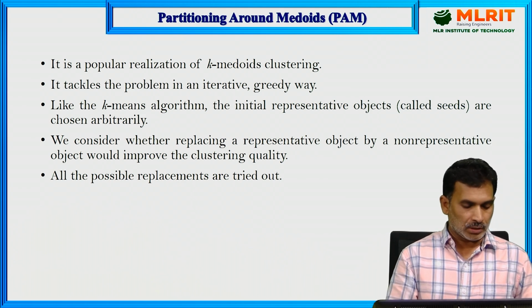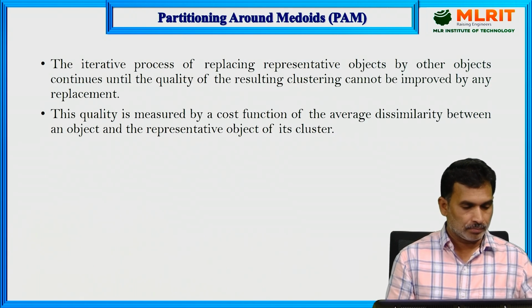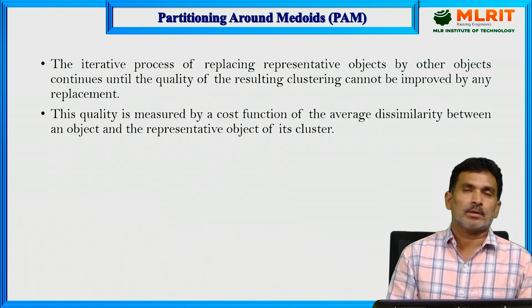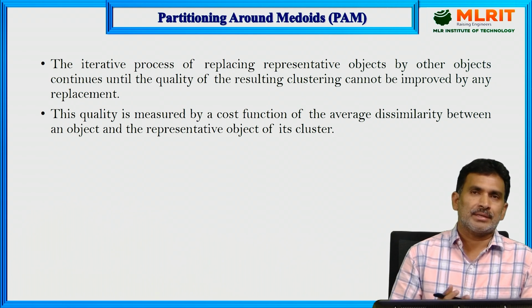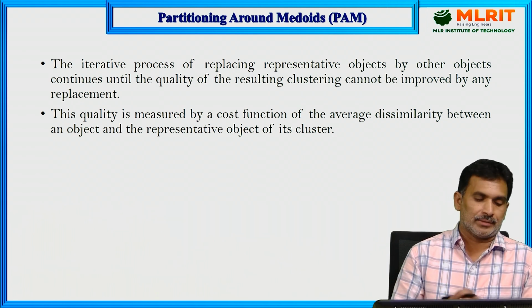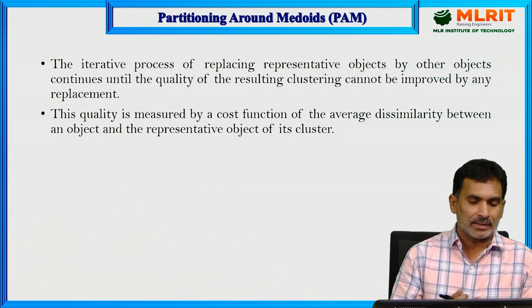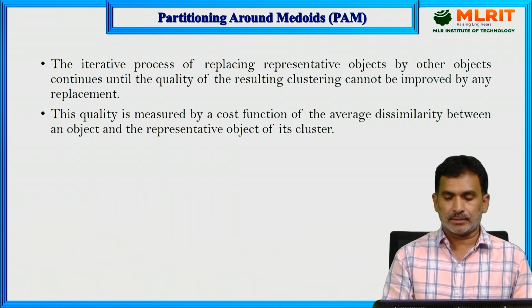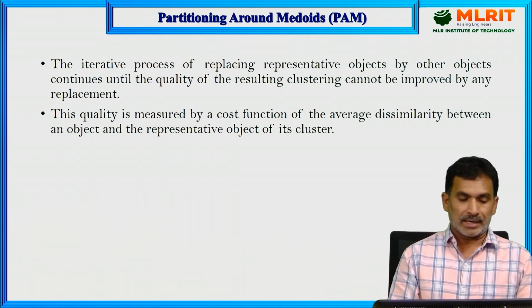Next, all these possible replacements are tried out. So the iterative process of replacing representative objects by other objects will be continued until the quality of the resulting cluster cannot be improved by any replacement.